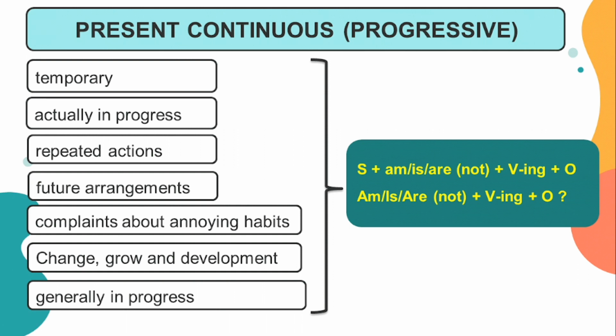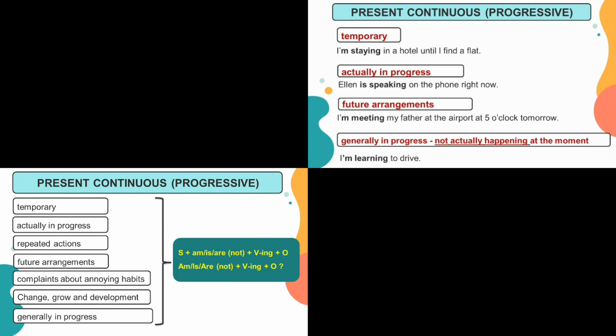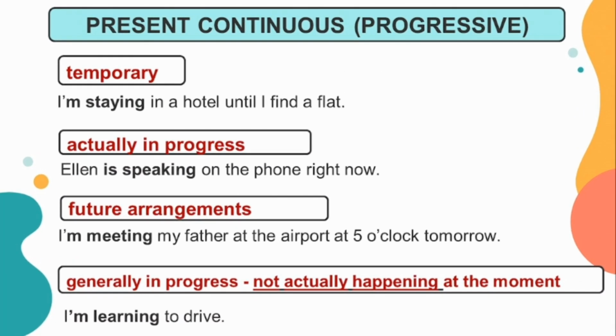Now focus on the temporary: I'm staying in a hotel until I find a flat. This means after I find a flat, I'm not still in a hotel. Actually in progress: Alan is speaking on the phone right now. This action is happening at the time of speaking. Present continuous describes future arrangements: I'm meeting my father at the airport at 5 o'clock tomorrow.